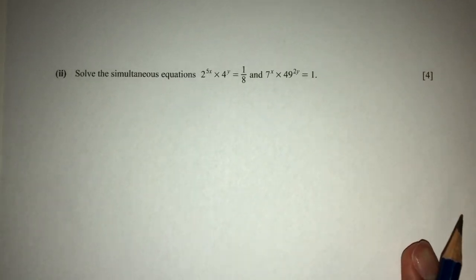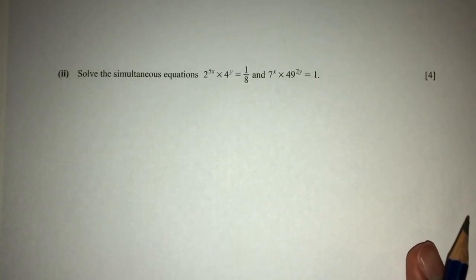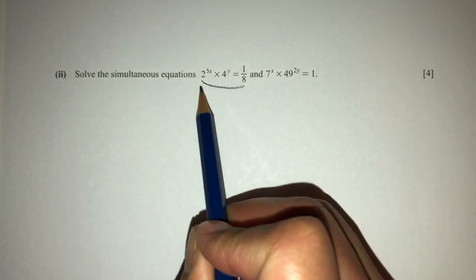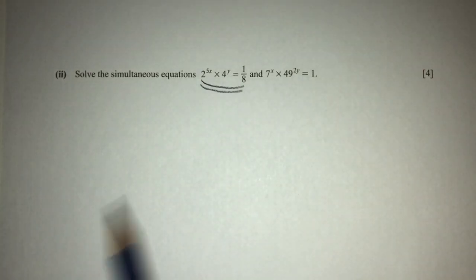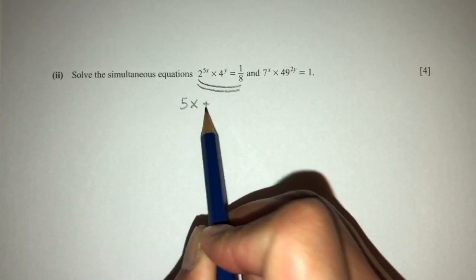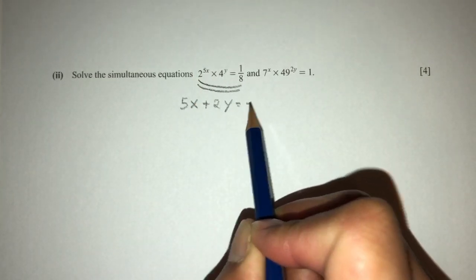Let's move on to part 2. So we have to solve the simultaneous equation. So this, as you can see, was from part 1. So from part 1, we realized this could be written as 5x plus 2y is minus 3.